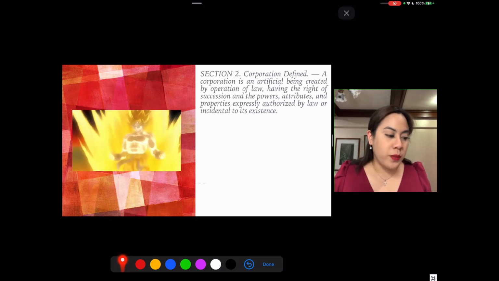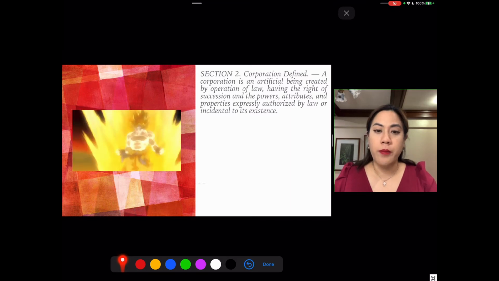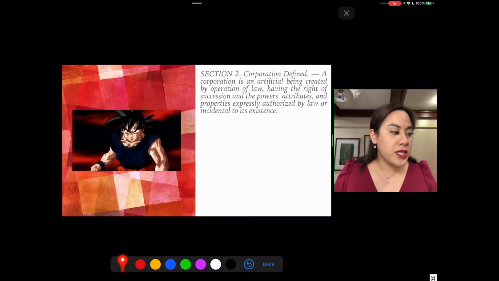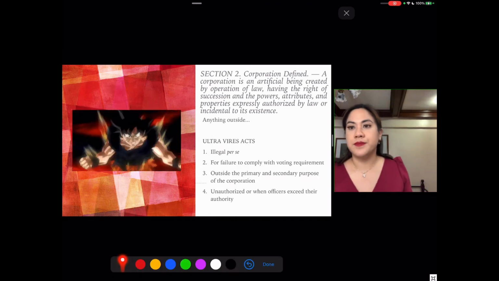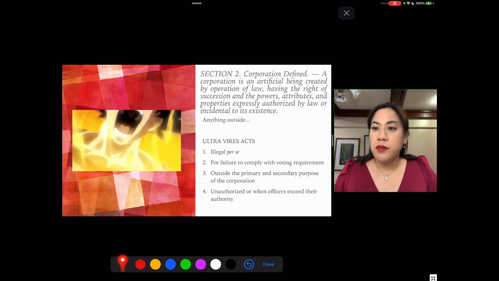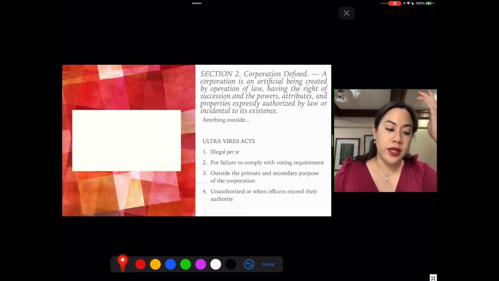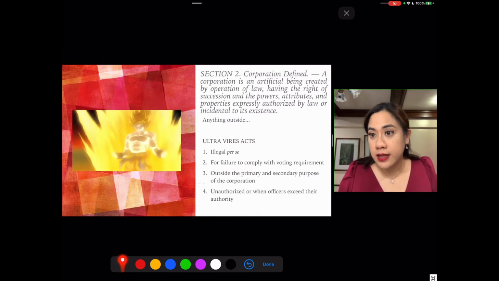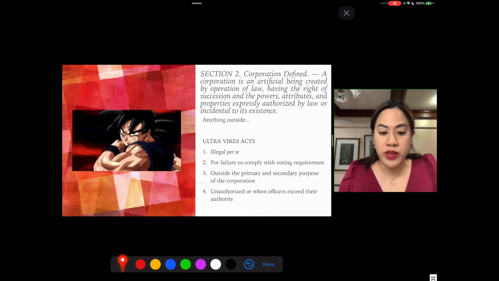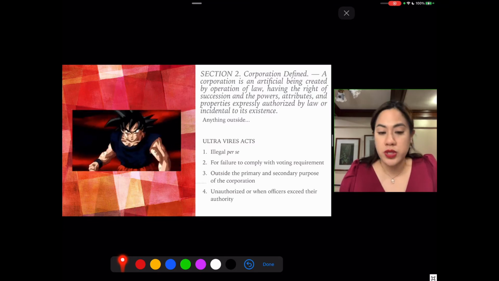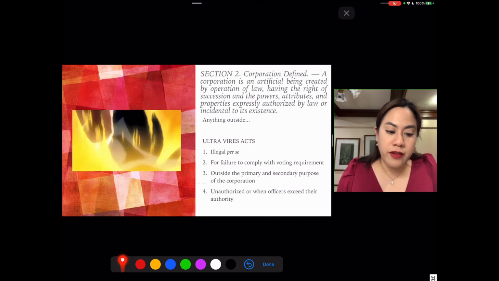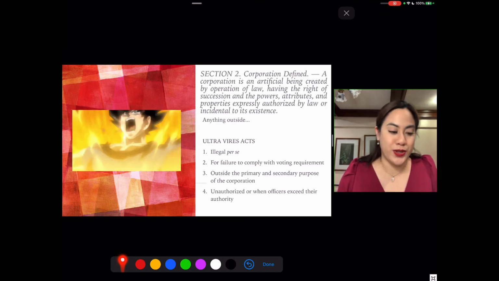So these are acts committed outside the object for which a corporation is created as defined by law. So what is the status of an ultra vires act? Anything outside is an ultra vires act. One, it can be illegal per se, so it's null and void. Number two, it is not illegal per se, but because the corporation failed to comply with the voting requirements by law, it becomes null and void. So, what are those that have voting requirements? We will discuss that later on also.